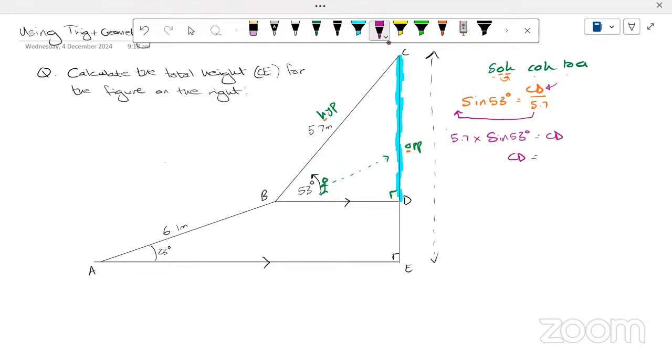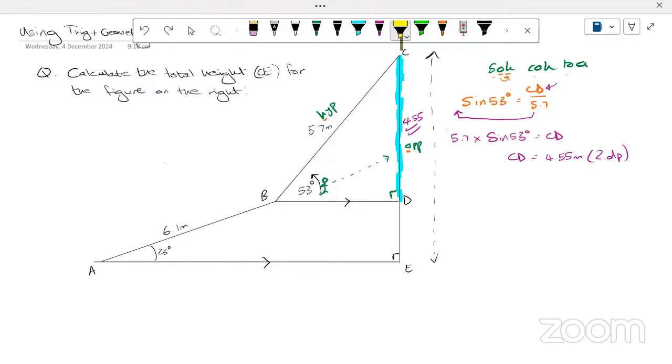I put that on a calculator. 5.7 sine 53 comes to 4.55 meters, and that's 2 decimal places. So I put it in my diagram: 4.55. That's all done there. Now that I have that, I'm halfway there. I've just got to find DE, and I'm sorted. I'll have found the height, which is the question.